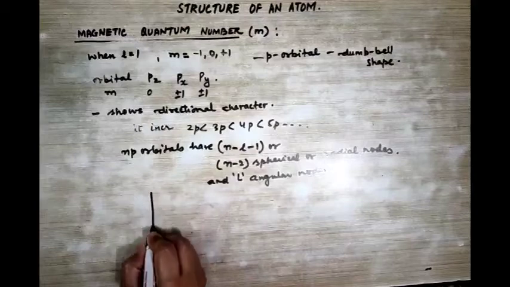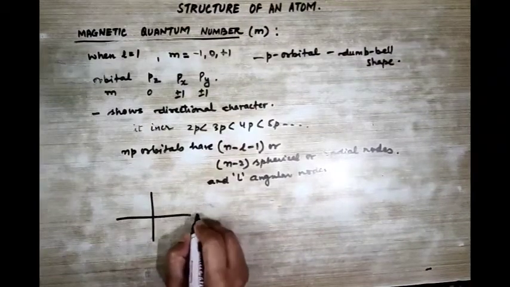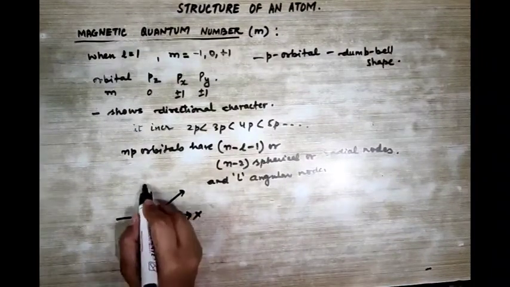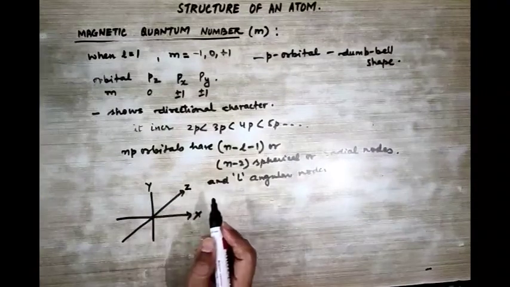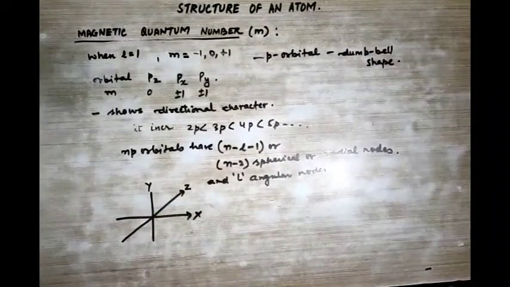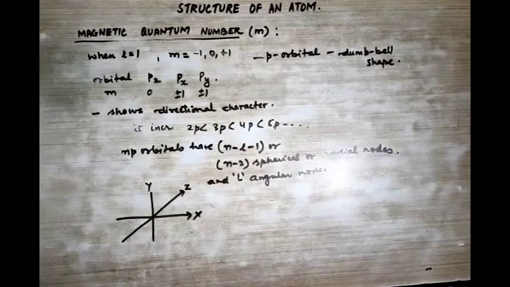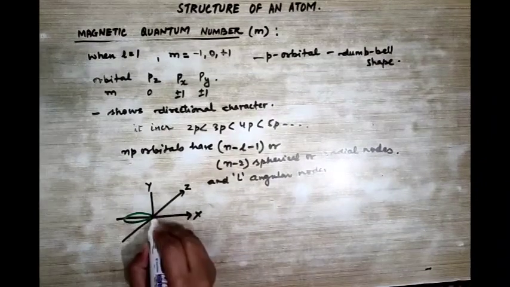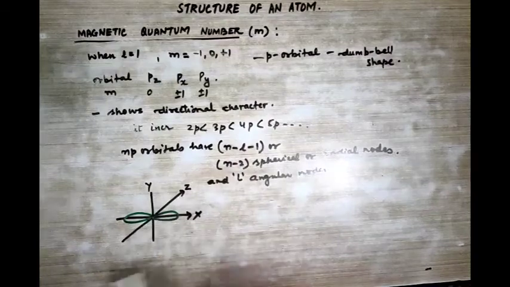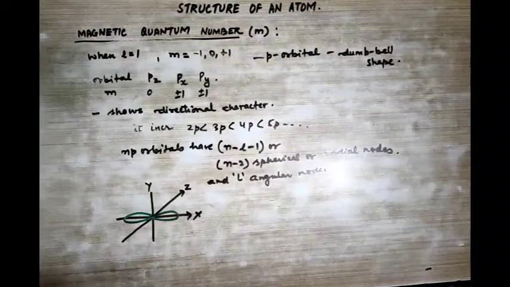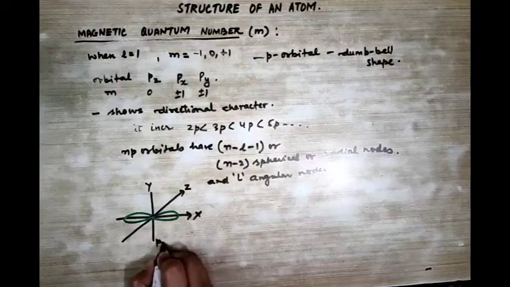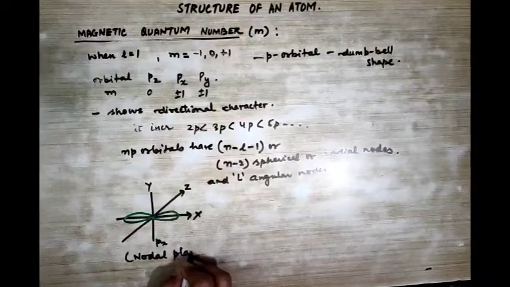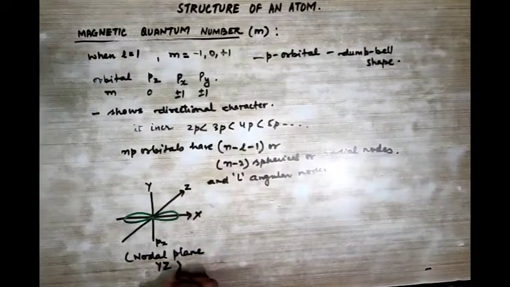Now see the shape of it. If this is your axis, I'm first drawing you the axis. This is your x-axis. This is your y-axis, and this is your z-axis. Then in this case, this is the structure of your px, because it is on the x-axis, right? So the nodal plane is what? YZ.